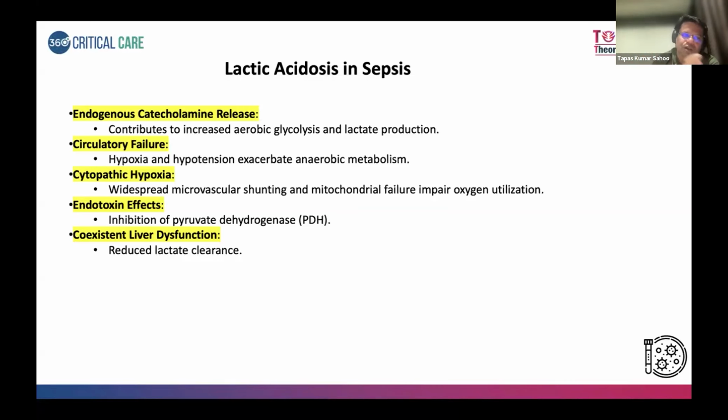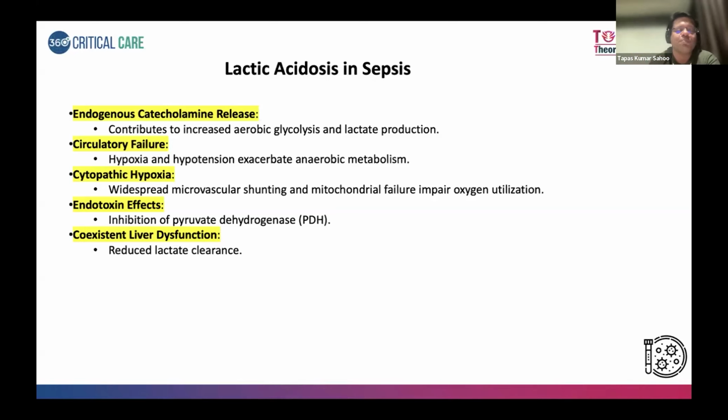Circulatory failure because of the hypoxia and hypotension, that would be diverting the metabolism to the anaerobic pathway rather than the aerobic pathway. Cytopathic hypoxia because of microvasculature problem, the microvascular shunting, mitochondrial failure, that would be impairing the oxygen utilization at the end tissue level. Clear? Now, there would be also endotoxin effects because of the cytokines and endotoxins, like the surge that is happening in the septic state, that would be inhibiting the PDH, pyruvate dehydrogenase.